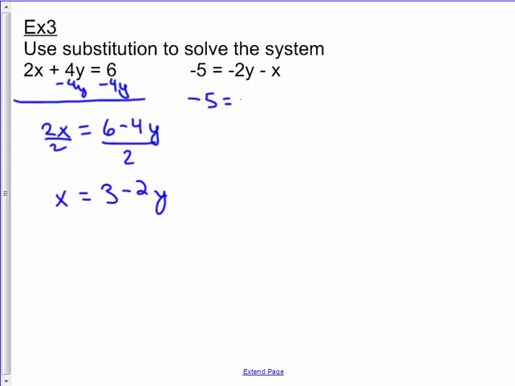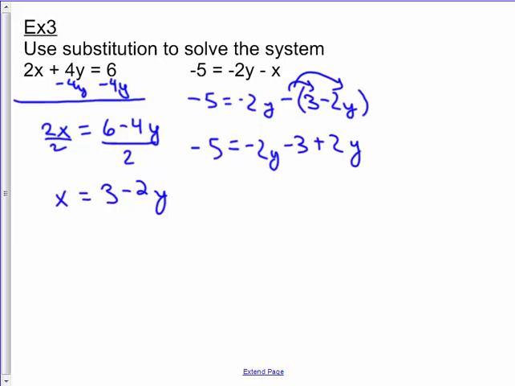So we could do some dividing there. Again, it doesn't make that much of a difference. I looked ahead and I went, I'm not going to get any fractions. So I'm going to plug it in. I get -5y equals -2y. Distribute that negative. -3 plus 2y.